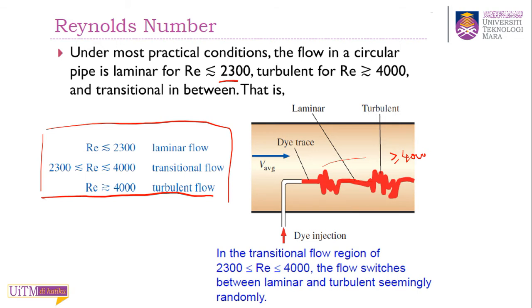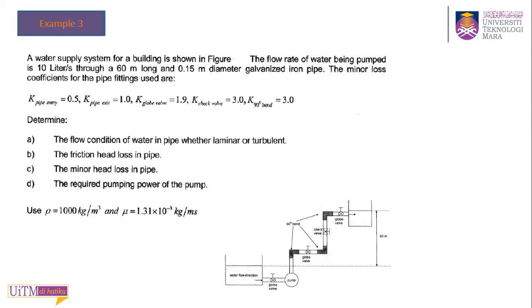Alright, so that's the Reynolds number, and that is subchapter 1. So why do we need to calculate this Reynolds number? Because we want to determine whether the fluid flow in that pipe is laminar or turbulent.